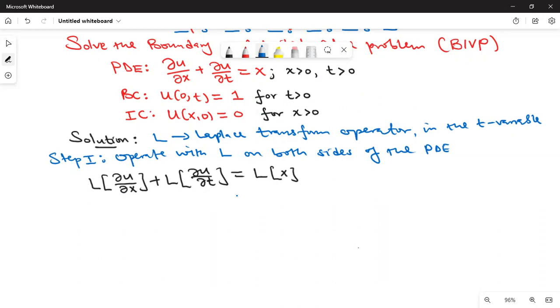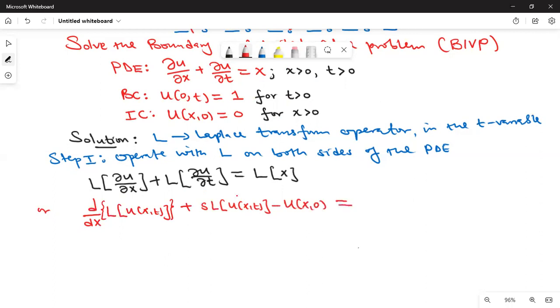So, what do we get when you operate on partial u, partial x? We are going to get d dx times the Laplace transform of u of x, t. I can put these curly brackets. Plus the other term, when you operate on partial u, partial t, you get s times the Laplace transform of u of x, t minus u of x, 0.